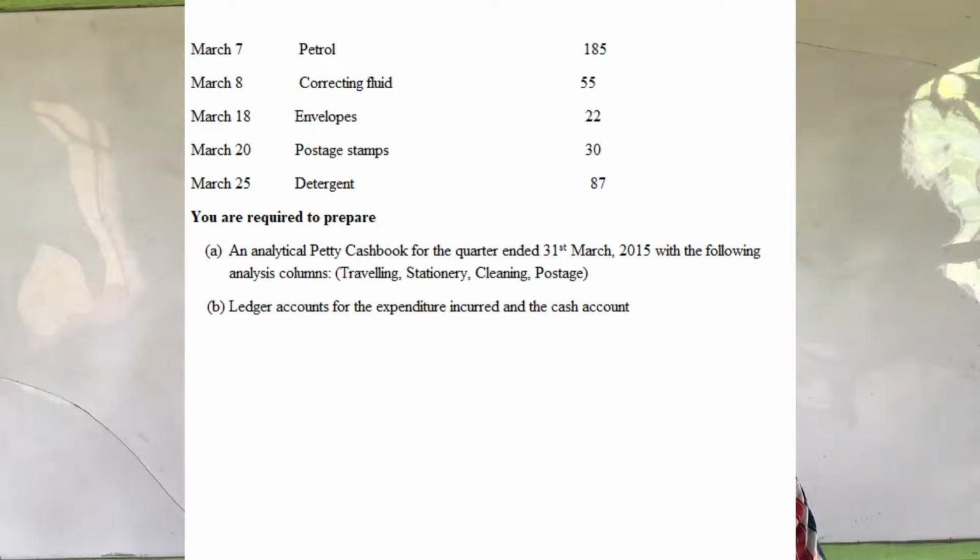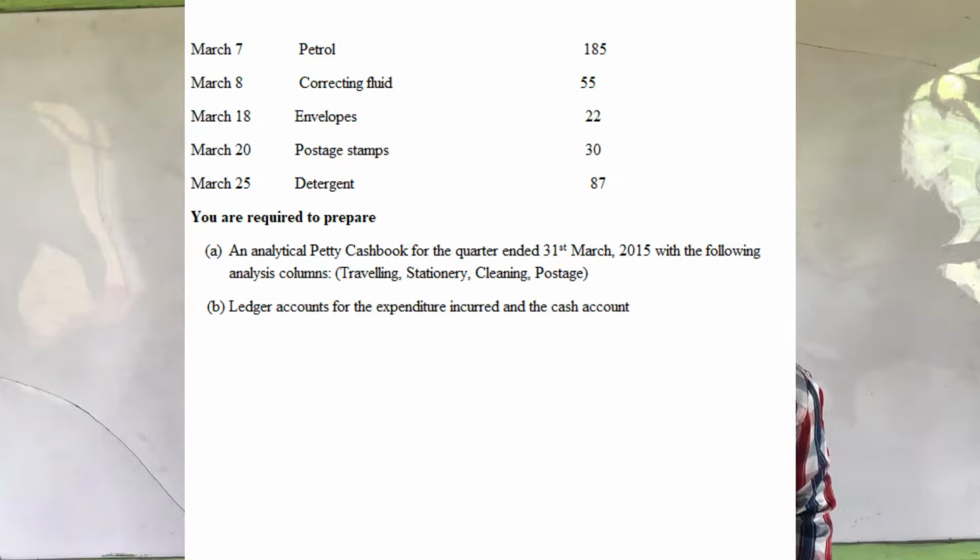Then in March we have petrol, and we have correction fluid to be 55 cedis. We have envelopes to be 22 cedis, postage stamps to be 30 cedis, and then finally on the 25th of March we have detergent 87 cedis. So these are our expenditures or our payments that have been made in the quarter of 2015.